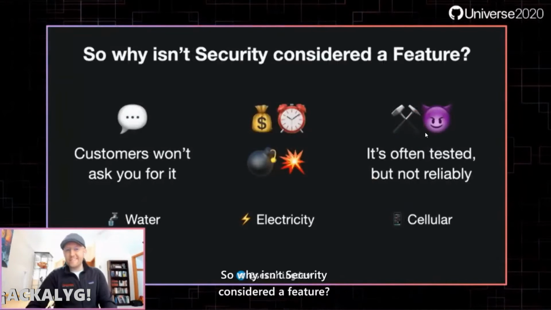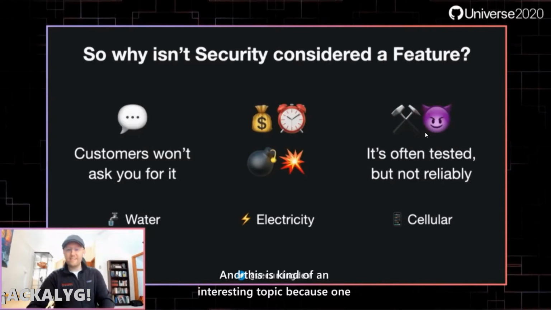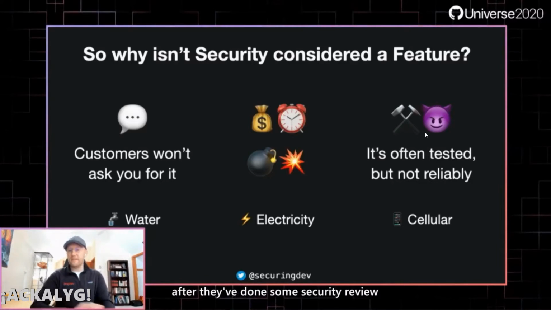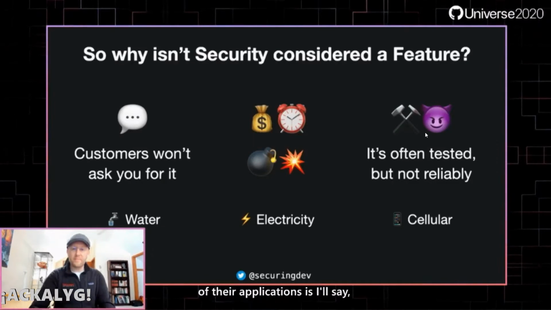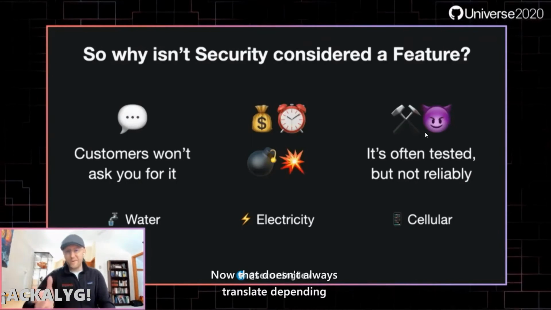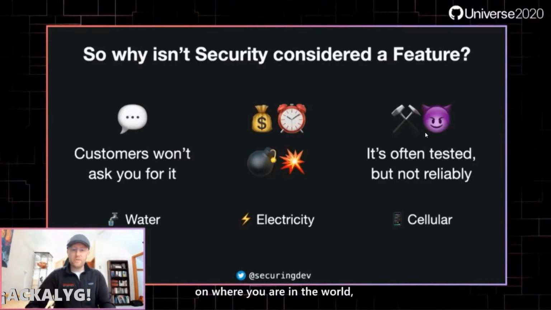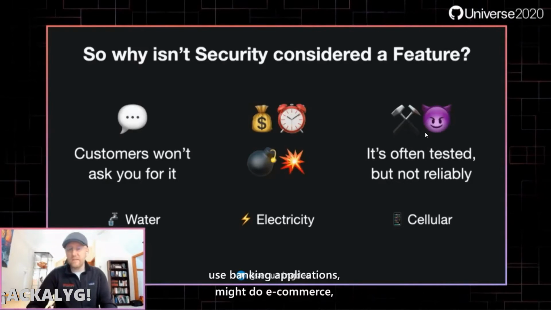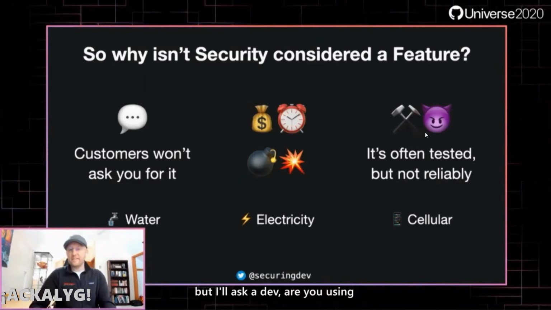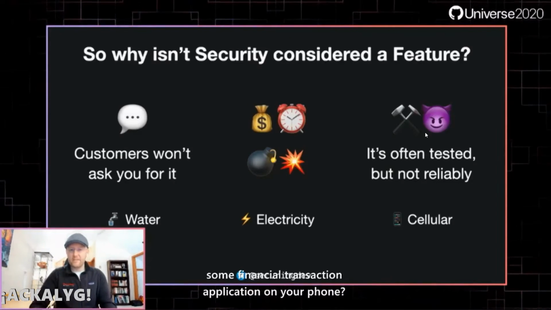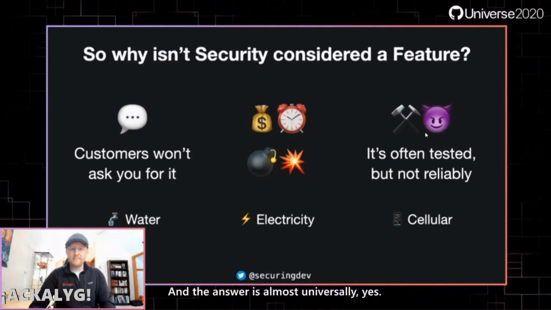So why isn't security considered a feature? And this is kind of an interesting topic because one of the things that I'll often ask dev teams after they've done some security review of their applications is I'll say, do you have a banking app on your phone? Now, that doesn't always translate depending on where you are in the world. Some cash-heavy cultures don't really use banking applications, might do e-commerce, but I'll ask a dev, are you using some sort of financial transaction application on your phone? And the answer is almost universally yes.